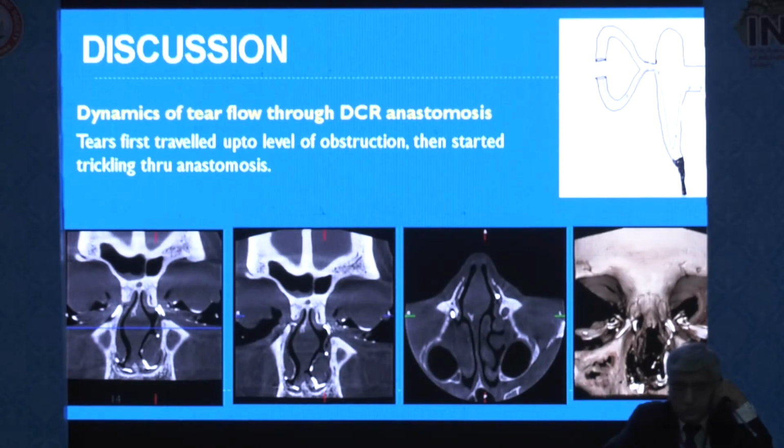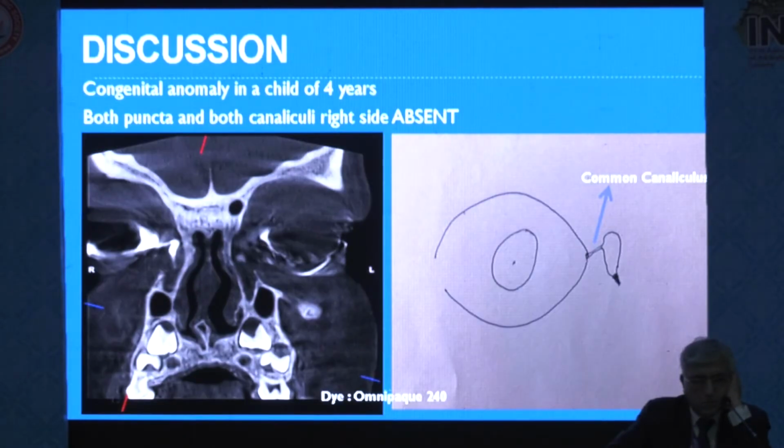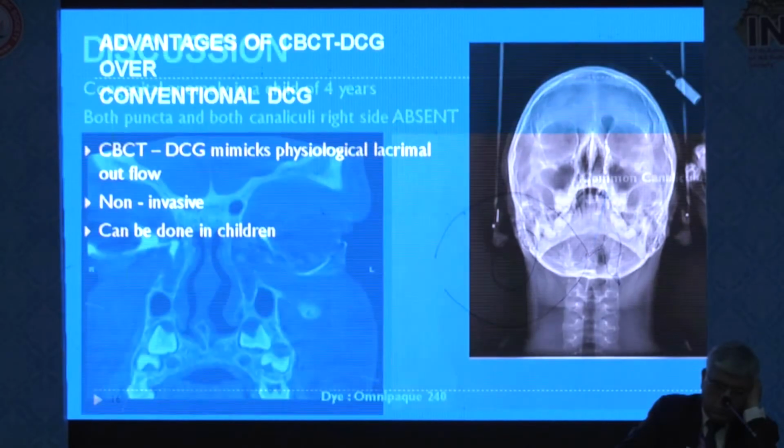A patient, both sides operated for DCR. Here the dye first traveled up to the level of obstruction, and then it started trickling through the anastomosis into the middle meatus. In the last image, you can trace the path taken by dye to reach the nasal antrum. CBCT DCG can be easily done in children without the need of any anesthesia or sedation. We have done it in a 3-year-old baby.